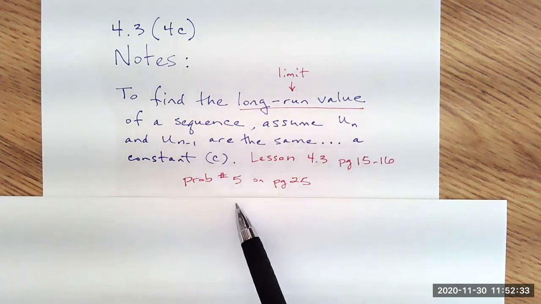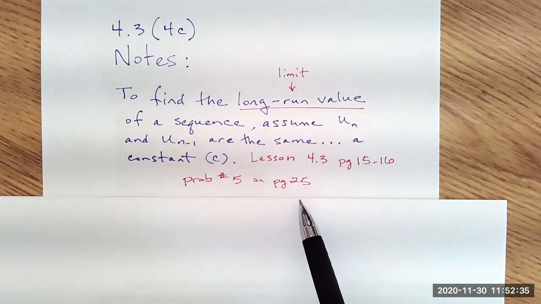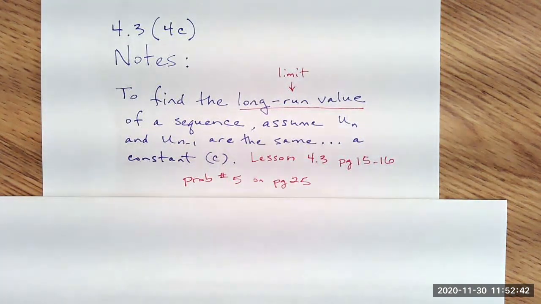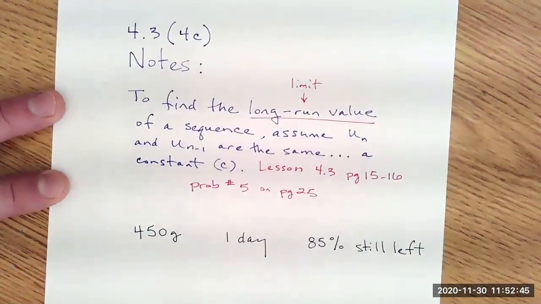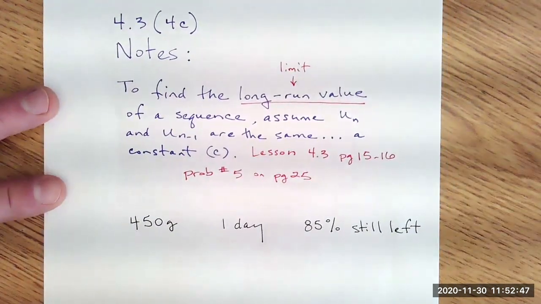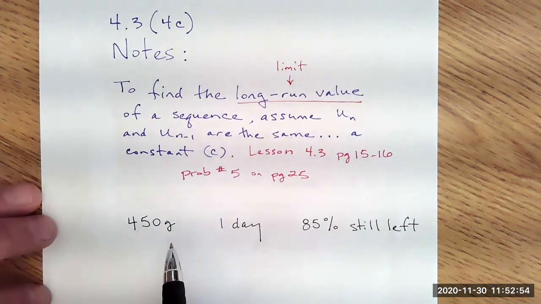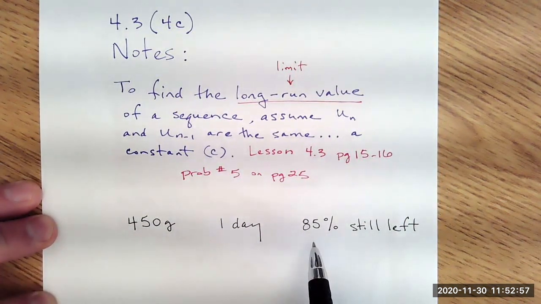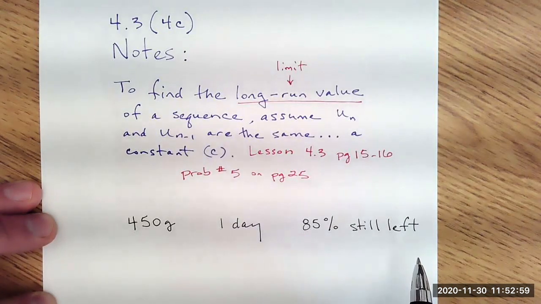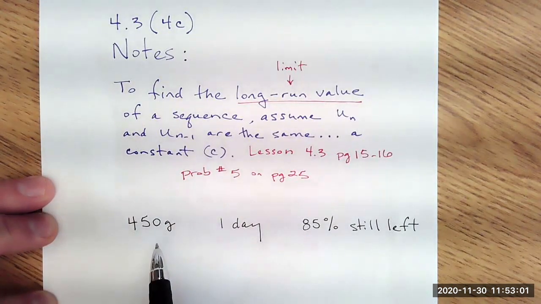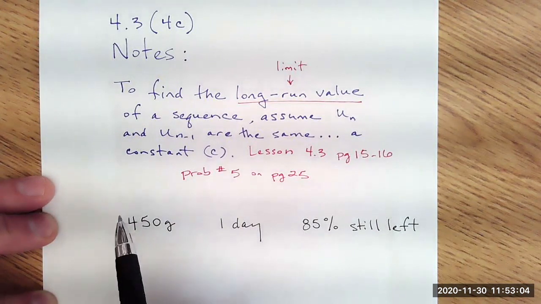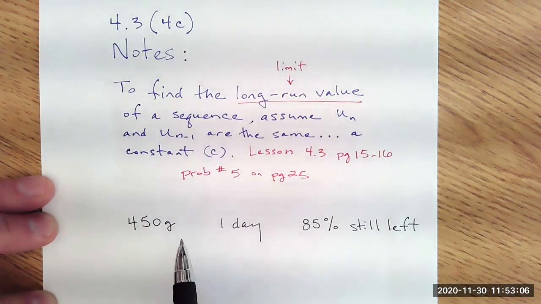And problem number 5 on page 25 of the lesson, slide 25, is something that you should be able to do on your own. So this lesson gives you an example of the chlorine in the pool. If you give the pool the initial shock of 450 grams of chlorine, after 1 day, 85% of the chlorine is still left in the pool. Now, at some point, if you don't keep adding chlorine, the amount of chlorine will disappear entirely.